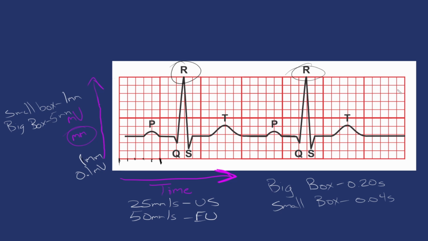Okay. The other two methods, my preferred methods, are a lot more accurate. This is how you're going to do it if you have an actual 12 lead. Is we have a small box method.